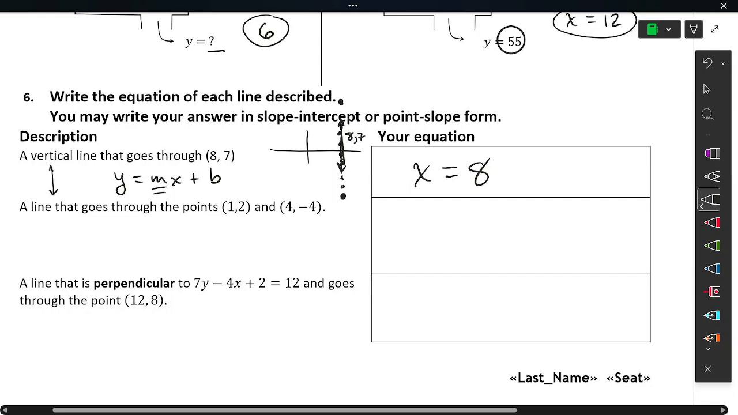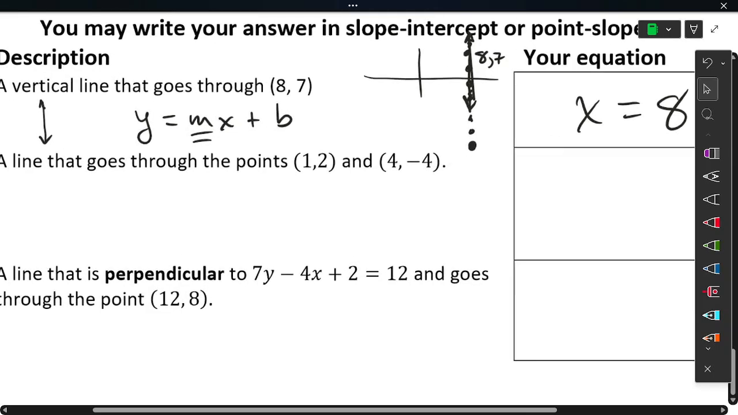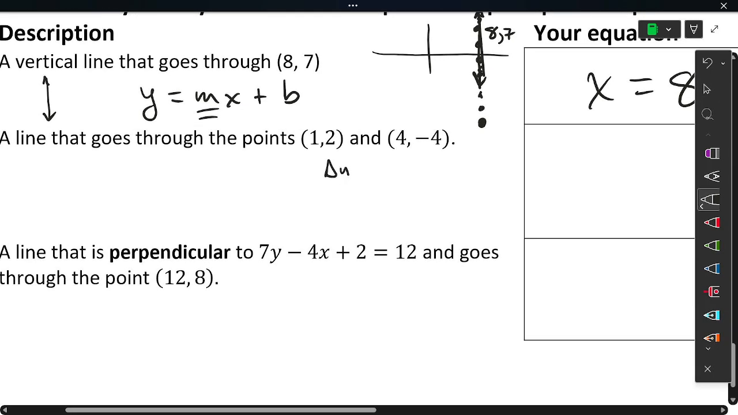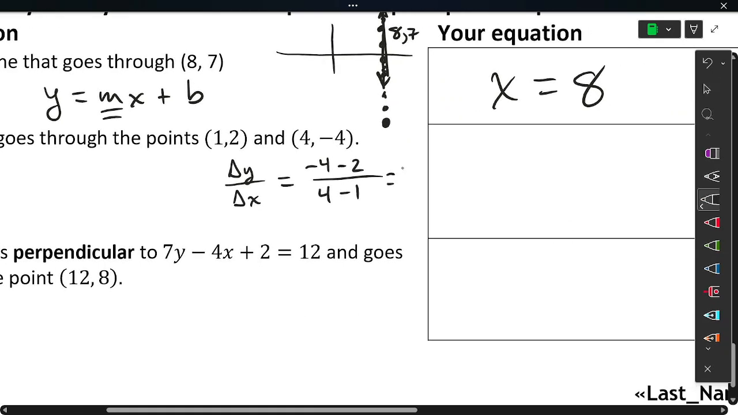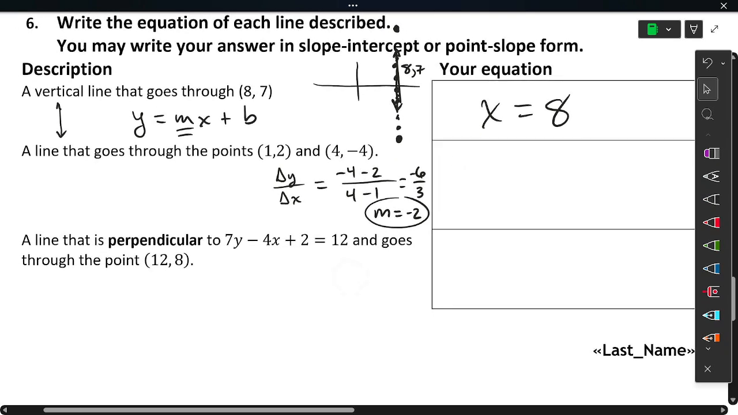The next question says, find the equation of a line that goes through these points. And just as a quick reminder, I'm going to write this to myself. I'm looking for the change in y divided by the change in x. I'm going to take the y value listed second and subtract the first y value. And then I'm going to take the second x value and subtract the first. So that order, I have to be consistent there. That numerator is equal to -6 and the denominator is equal to 3. So when I reduce that, I get an answer: my slope is -2. So I know one of my two parameters, my slope parameter, is -2.